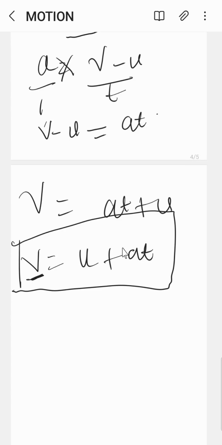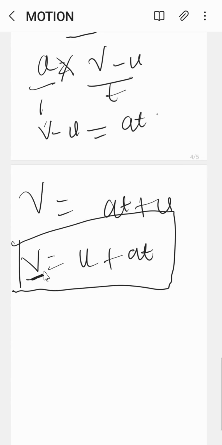So if you are given a question, or if you're analyzing motion at constant acceleration and you are told to find a certain velocity, you would use this equation. These are equations that help us find values under constant acceleration.